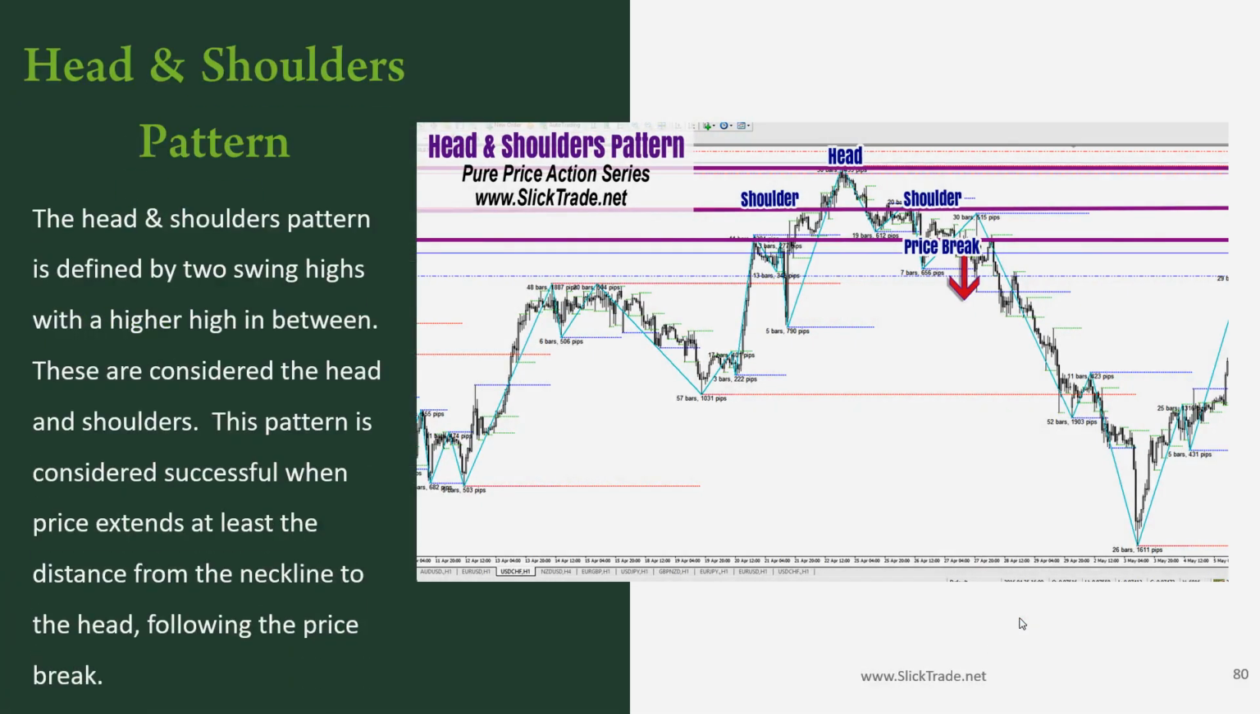The head and shoulders pattern. This pattern is defined by two swing highs with a higher high in between, and they are considered the head and the shoulders. This pattern is considered successful when price extends at least the distance from the neckline to the head following the price break. Now, what I mean when I say this, as you can see, price was headed up, and this is a reversal pattern, not a continuation pattern.